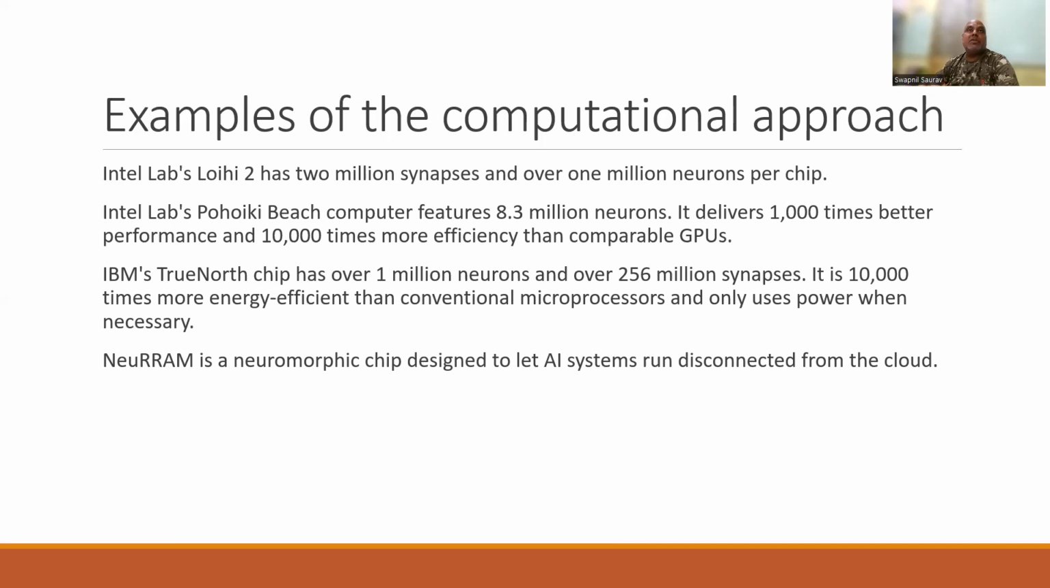IBM's TrueNorth chip has over 1 million neurons and over 256 million synapses. It is 10,000 times more efficient than conventional microprocessors and uses power only when necessary. So NeuRRAM is a neuromorphic chip designed to let AI systems run disconnected from the cloud.